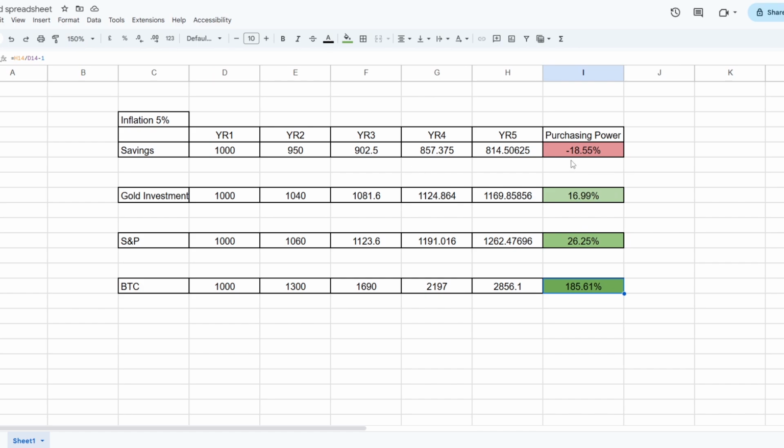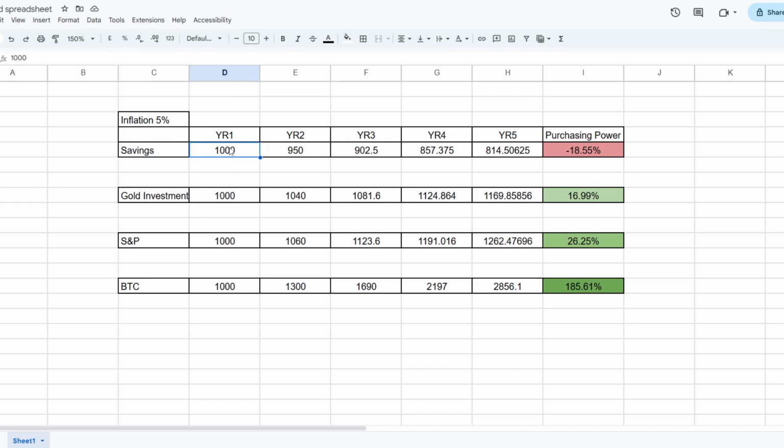So I've just put together a quick little spreadsheet here. So inflation is at 5%. Let's just put that as the average. In your savings, if you are saving 1,000, this is in year 1, year 2, year 3, year 4, year 5, and then we have a percentage of purchasing power either lost or gained.